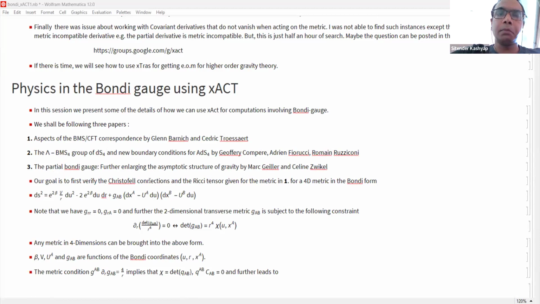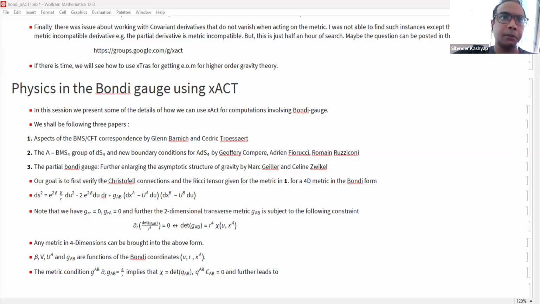Now, programming this in xAct involves two steps. Step one is essentially to verify the results of the Christoffel connections and the Ricci tensors that have been given in the first reference, so that we also get a handle on whether it really is programmable in xAct or not. So this is our first goal.